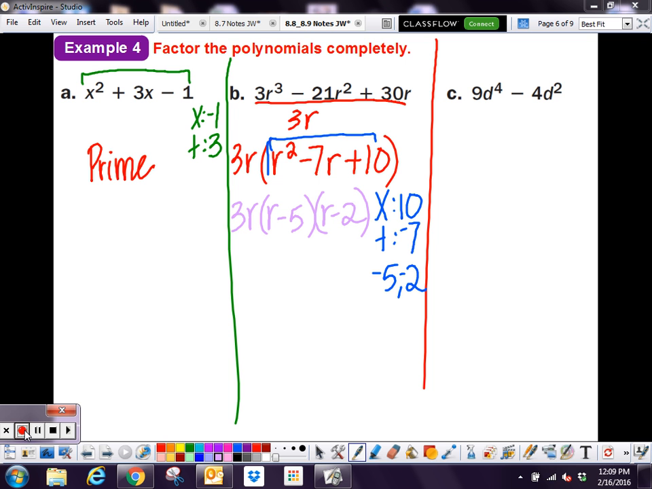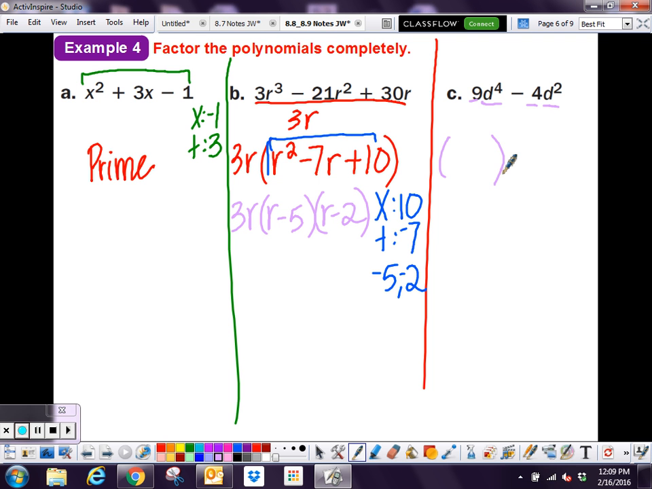Okay, so if we look at C, first we're going to look for a GCF, and there is no GCF. Okay, so now we see how many terms there are. There's two terms. So we check to see if it is a difference of squares. Okay, well it is a difference. 9 is a perfect square. D to the 4th is a perfect square. 4 is a perfect square. And D squared is a perfect square. So this is a difference of squares.